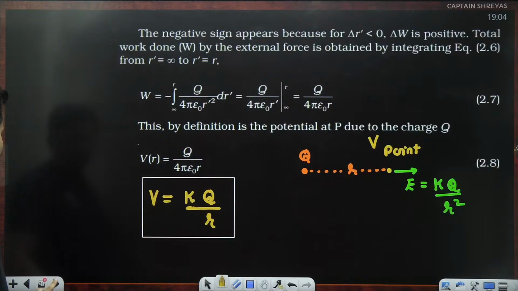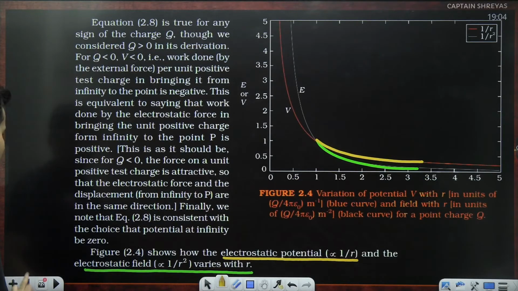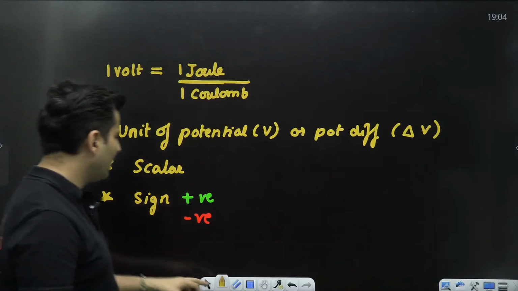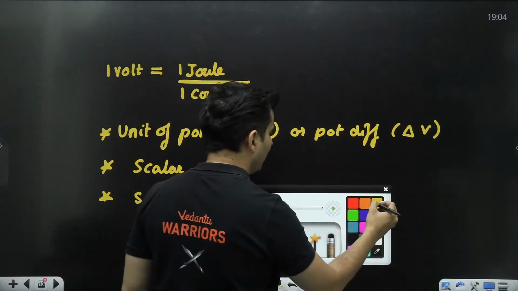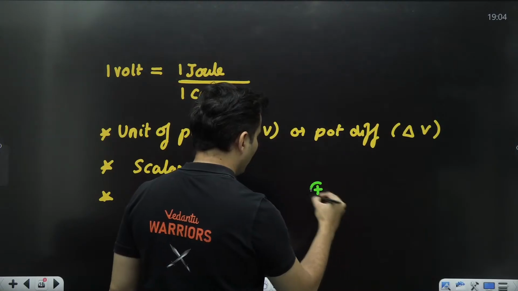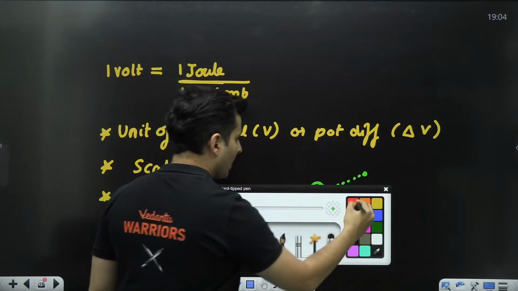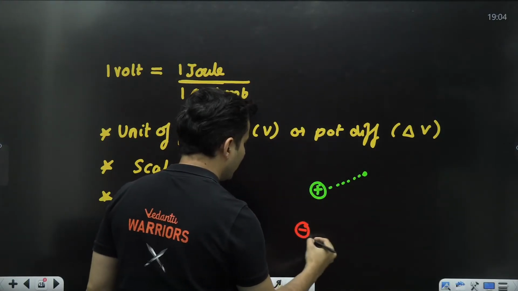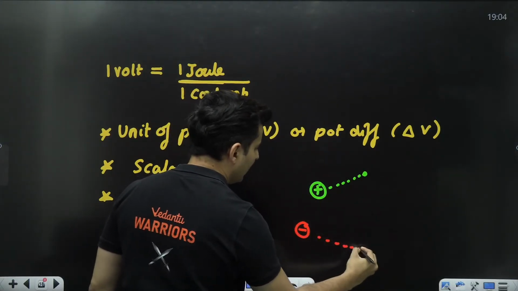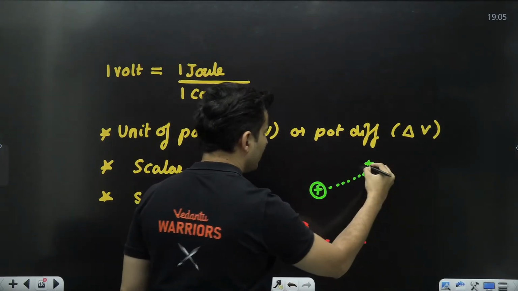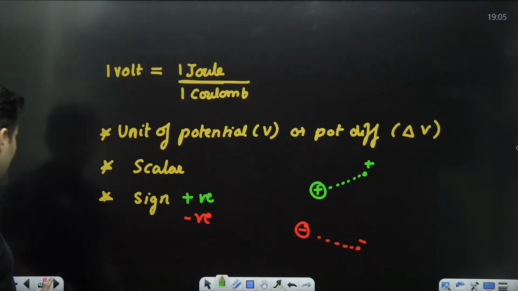I have already mentioned that electric potential can be positive or negative. It is positive or negative depending on the charge. If you have a charge which is positive, everywhere around it, it will have positive potential. If you have an electron-like charge, then no matter where you go around it, it will have negative potential. Okay, that's what it means.